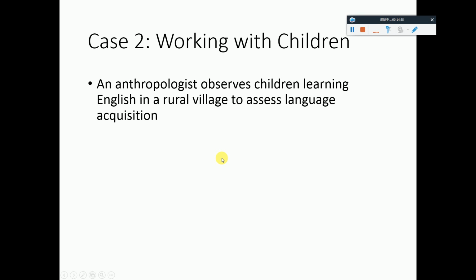Example 3: an anthropologist observes foreign children learning English in a rural village to assess language acquisition. Will this study be exempt? Yes, it will be, because, again, this is a public setting, even though not necessarily educational, but more importantly, the researcher only observes but does not intervene.